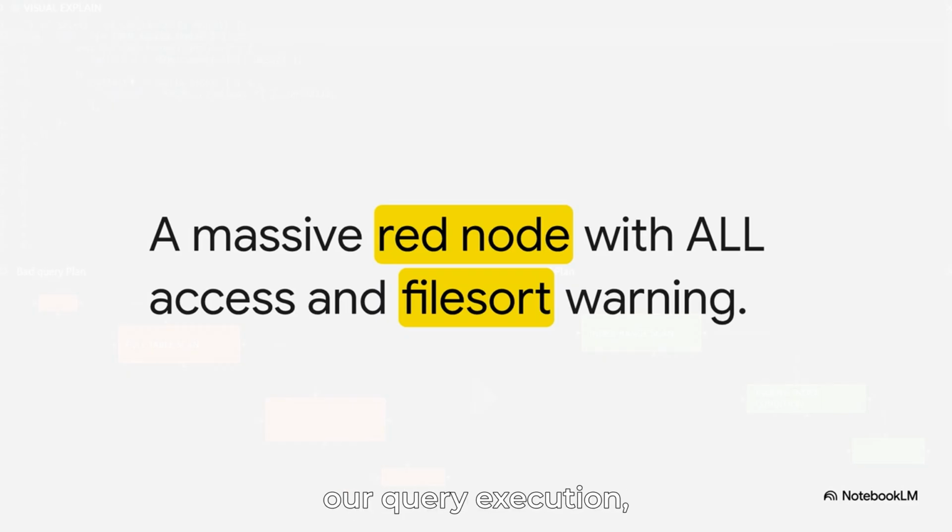Right at the base of our query execution, we have a massive, angry red node on the transactions table. The access type is ALL, our dreaded full table scan. The estimated rows are over 1 million. The relative cost is a massive 8,000. And hovering right over the node, we see the using file sort warning. The database is reading 1 million rows and sorting them all from scratch every single time a user loads this page. No wonder it's slow.